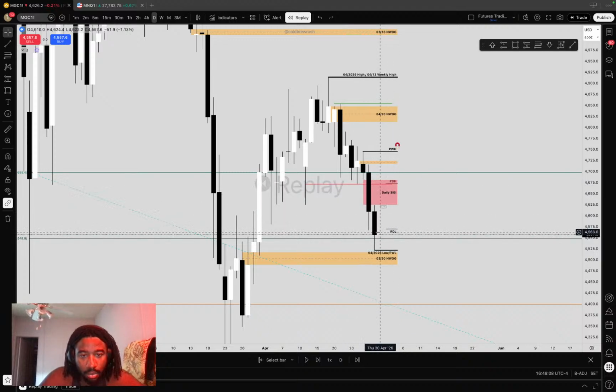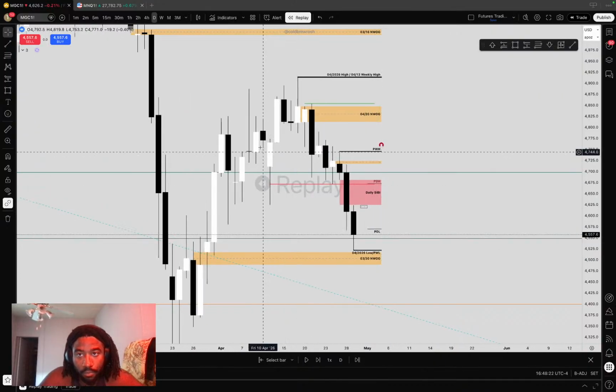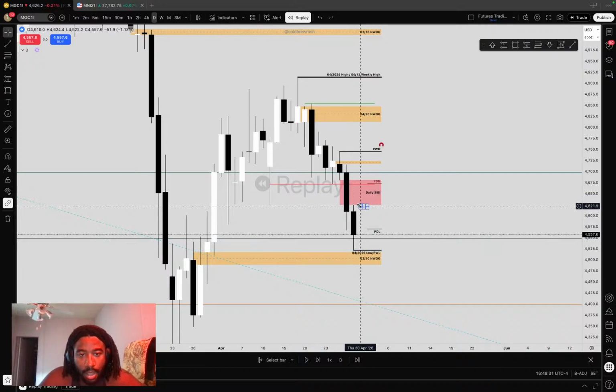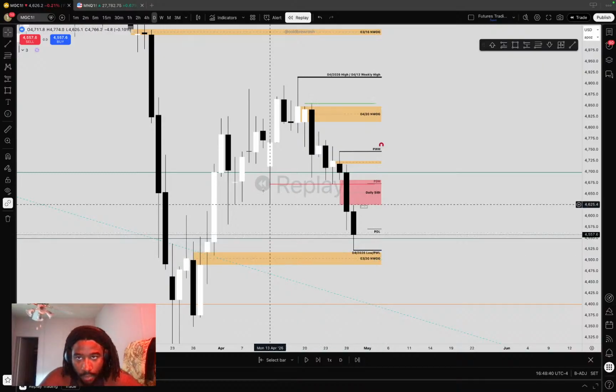So I'm like, all right, we expanded past it. Now I want to see, do we want to go back up into this SIBI that was formed here, or do we want to go back down and create a new low for the week? So that's what I would have been thinking going into Thursday. Do we take the high? Do we take that low? If we take the high, it would be ideal because then we could take a larger trade from the daily SIBI to go back down to the new week opening gap and create a new low.